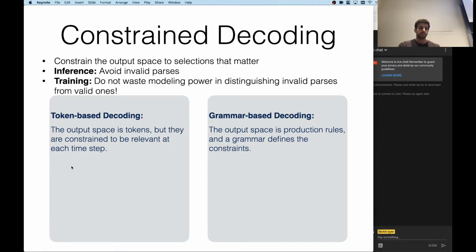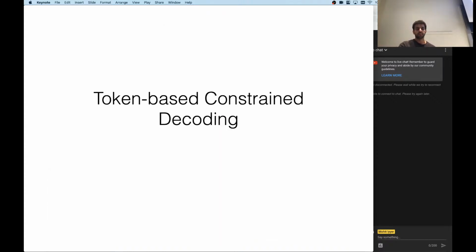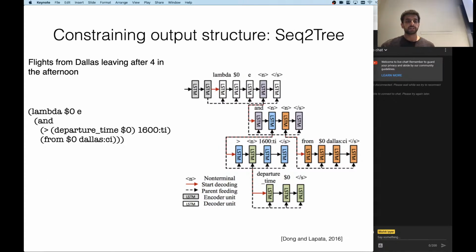Okay, so this one is what we talked about, this token-based decoding. The output space is token by token, but you're applying these constraints at each time step. You could also constrain your output based on a grammar. So instead of the model producing tokens, it might produce rules that are later expanded out with templates, and you can kind of do the constraints that way. So we can take a look at some of these approaches.